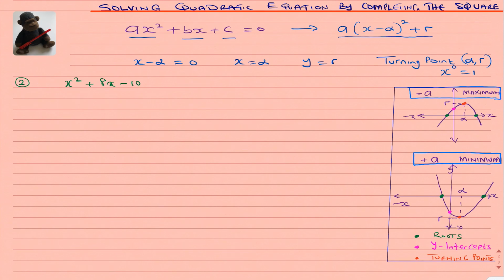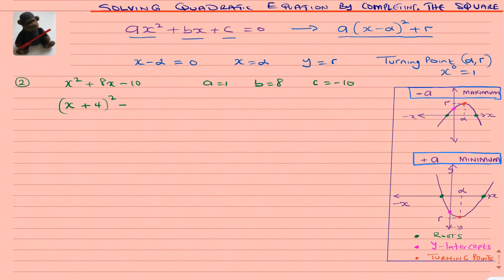Now let's try example number 2. Again, solving by completing the square, the x squared will become x. Bring down the sign, in this case plus. Divide the b by 2. Here a equals 1, b equals 8, and c equals minus 10. Divide the b by 2, so you're going to get 4. Open and close bracket and square it.